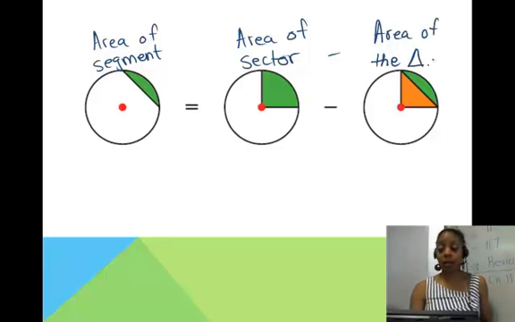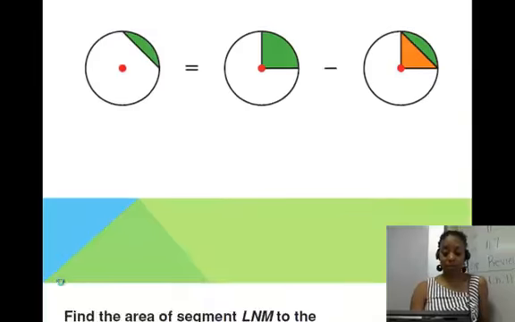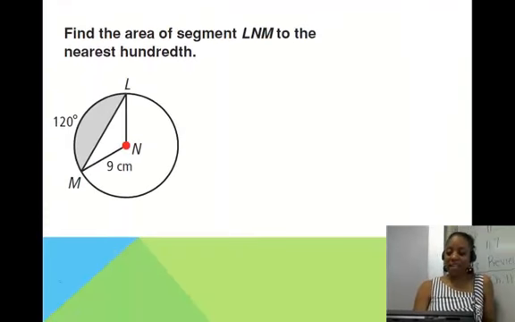So it's kind of like when we did our composite figures. To find the area of this guy, it's a composition of these two, this one minus this one. So we're going to use that to find the area of the segment in the next problem. Find the area of the segment LMN to the nearest hundredth.